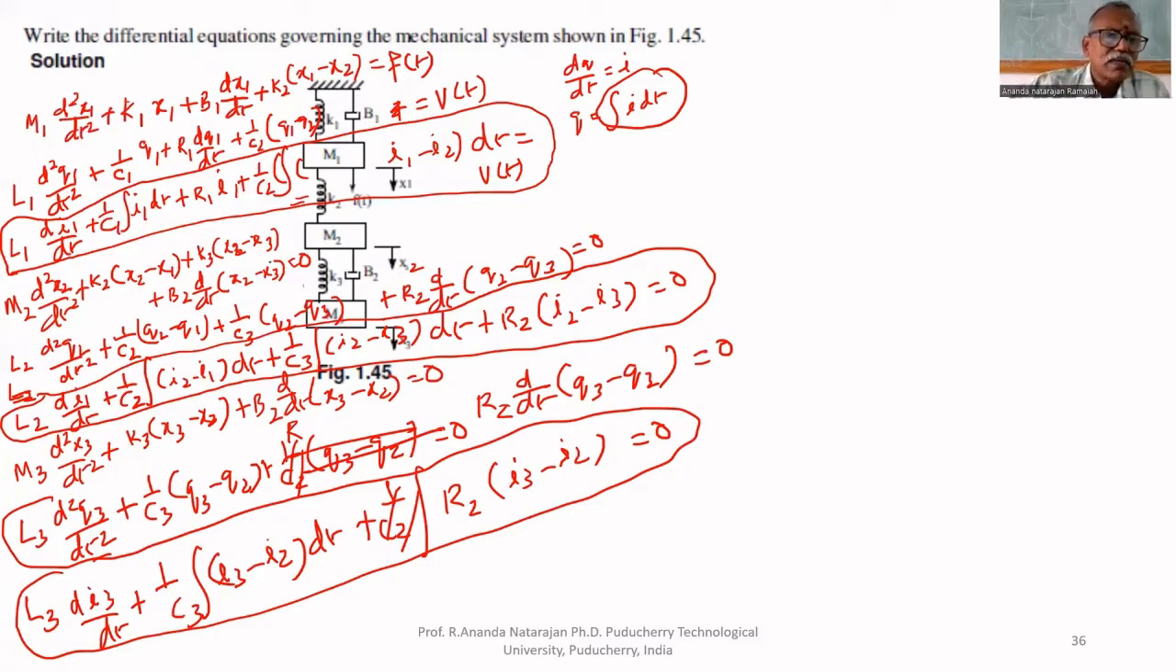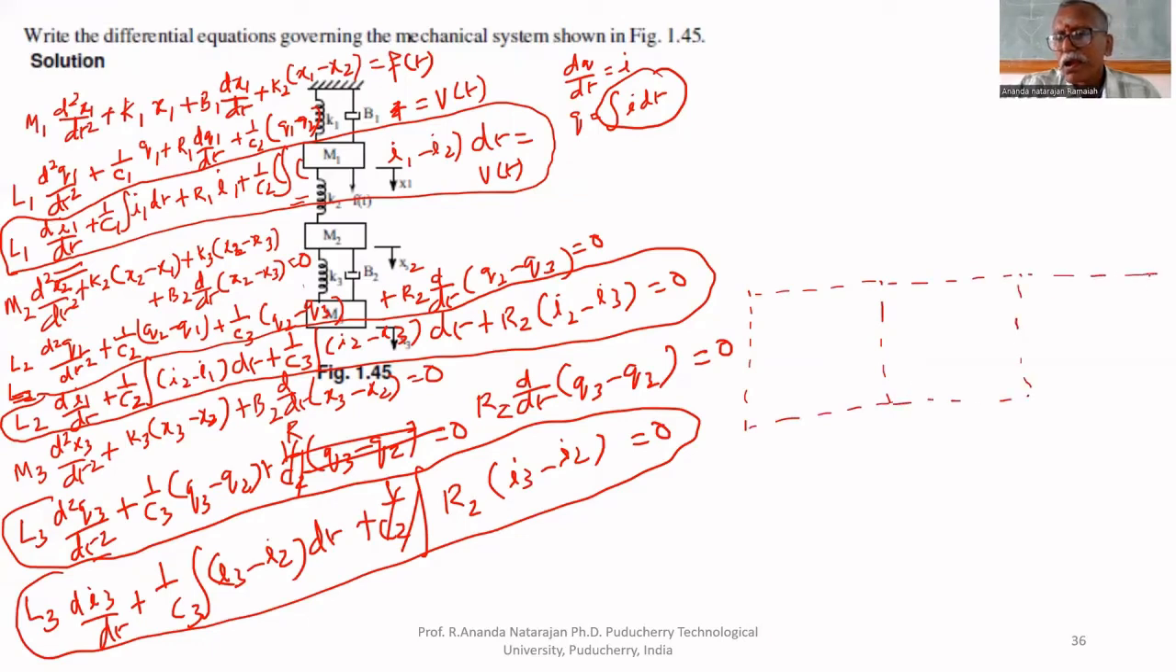What is the first element? L1. There are three loops. The current through the first loop is I1. Current through the second loop is I2. Current through the third loop is I3.